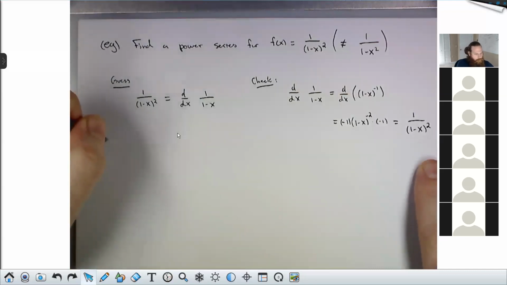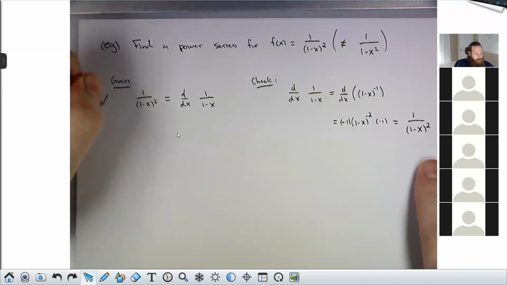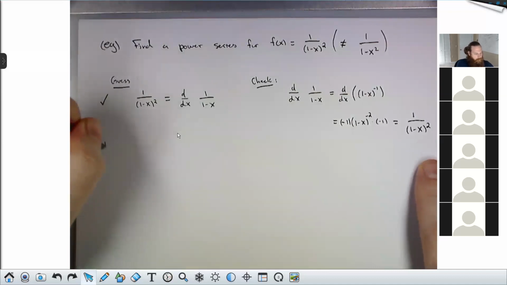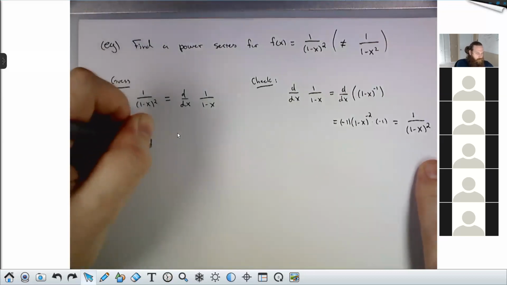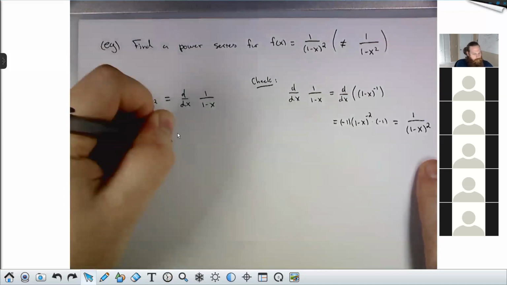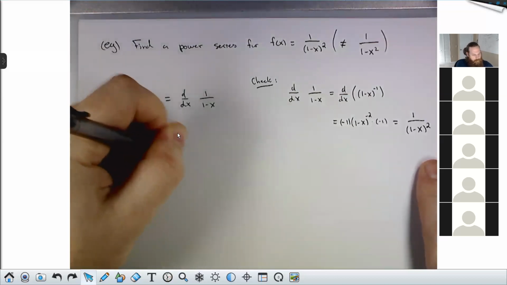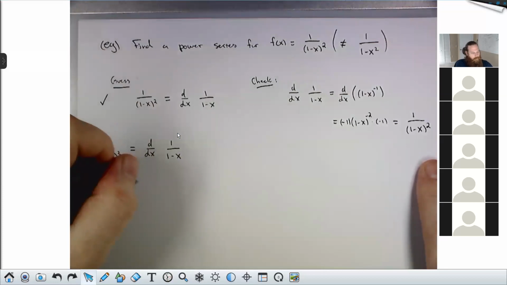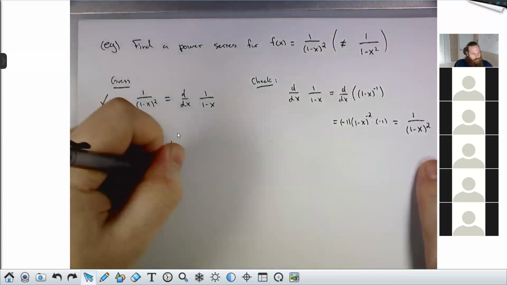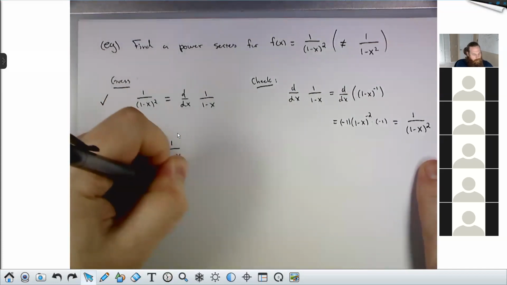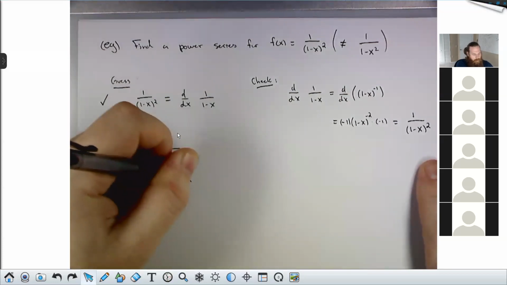So we've verified that this guess is correct. So the function I want a series for, I know is the derivative of this function that I know how to get a series for. 1 over 1 minus x, that is your straight up simple geometric series, sigma n from 0 to infinity x to the n.